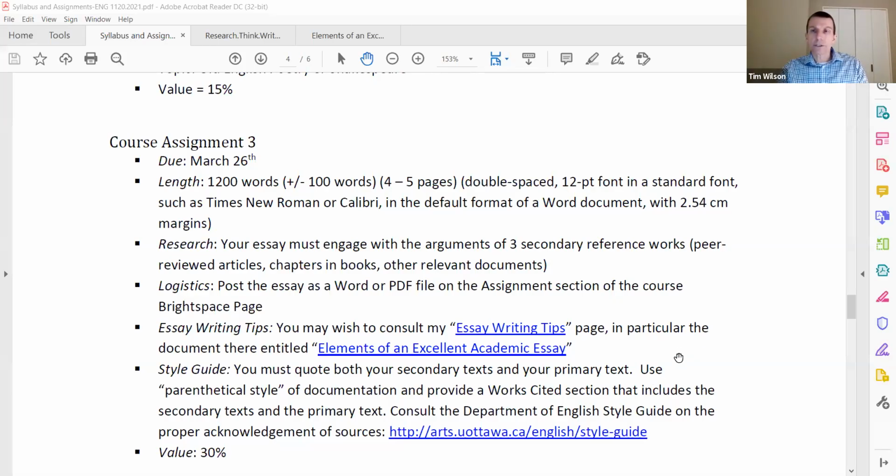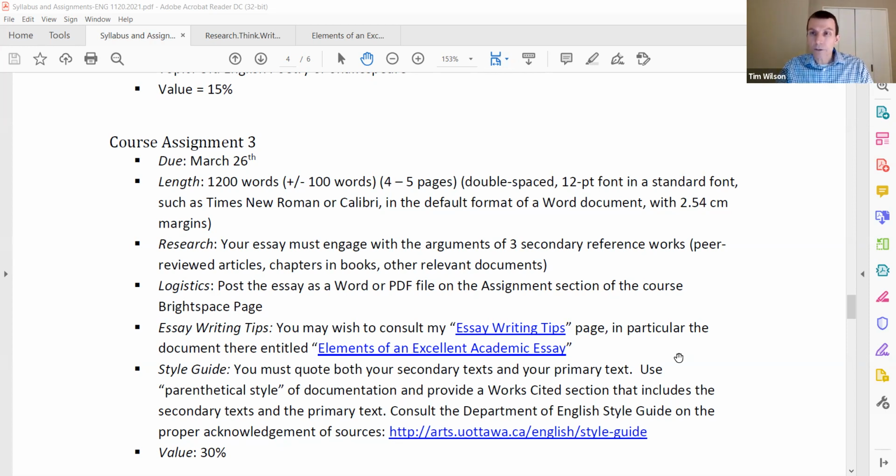And we're going to start by looking at the syllabus. The syllabus describes what you're expected to do for the third assignment. It's due March 26th. The length is around 1,200 words, plus or minus 100 words. That should be around 4 to 5 pages if you use a standard font and spacing.